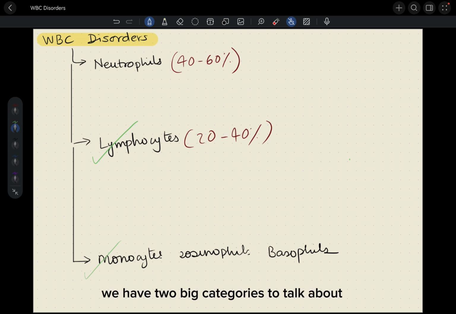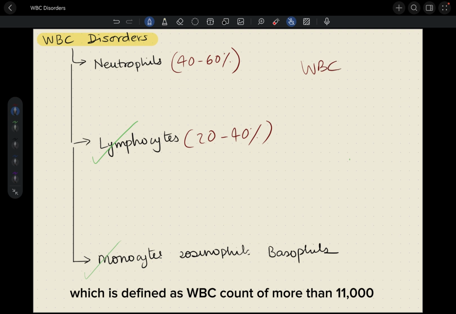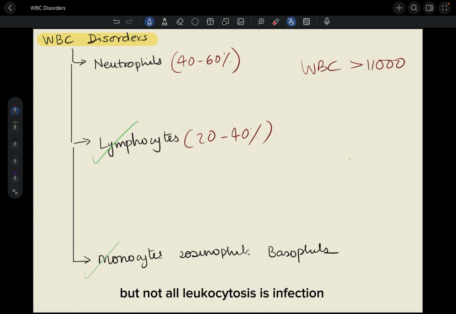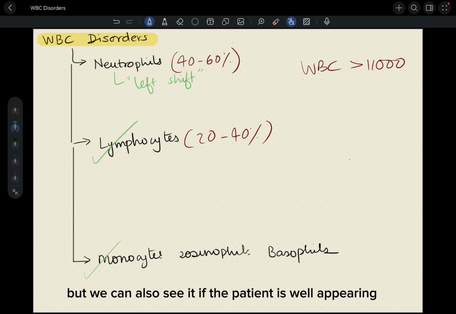We have two big categories to talk about. We have leukocytosis and we have leukopenia. If we start with leukocytosis, which is defined as WBC count of more than 11,000, but not all leukocytosis is infection. So if we see leukocytosis with neutrophil, this is what is called as the left shift. We can see left shift with infection, specifically bacterial, but we can also see it if the patient is well appearing, does not look sick.